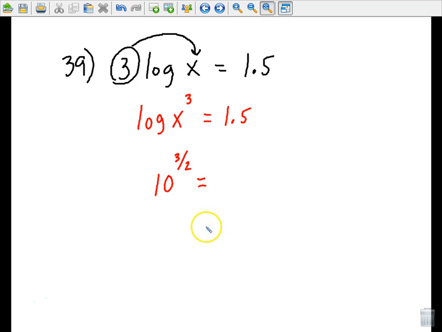It's okay if you didn't. I'll show you why in just a minute. 10 to the 1.5 power is going to equal what? X to the third. Well, I need to solve for x, or in other words, I need to solve for x to the first. Any ideas on how I can mathematically change x to the third into x to the first?